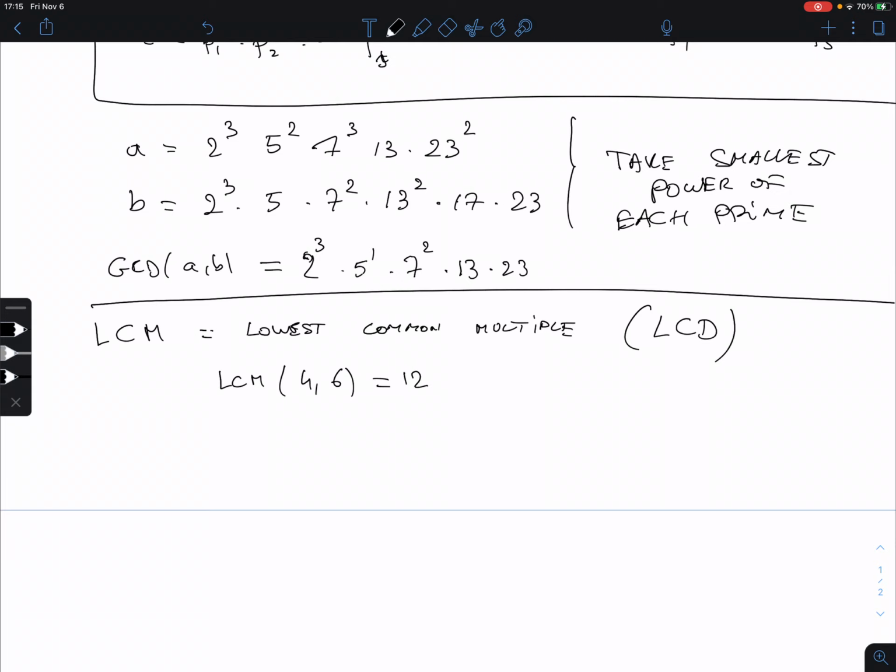Now, how do you calculate this? The technique is exactly the same when you use prime factorization. Well, exactly the same here. So let me write it here. Let me get rid of this LCD part. Take, in the prime factorization, the highest power of each prime.